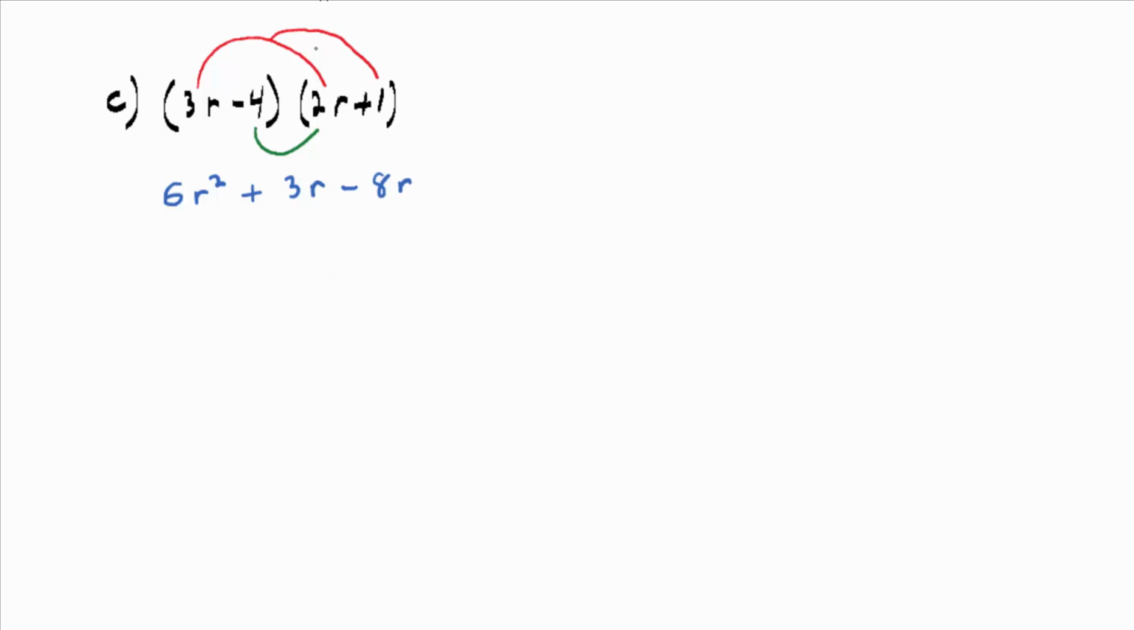Okay? And now we're going to distribute the minus 4 over the plus 1. What do we get? Minus 4 on the end. You have to include the operation. It's either going to be plus or minus. Okay? All right, do you see any like terms? 3r minus 8r. Minus or plus? So 6r squared minus 5r minus 4.